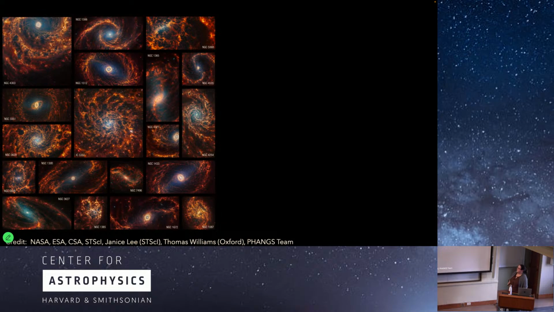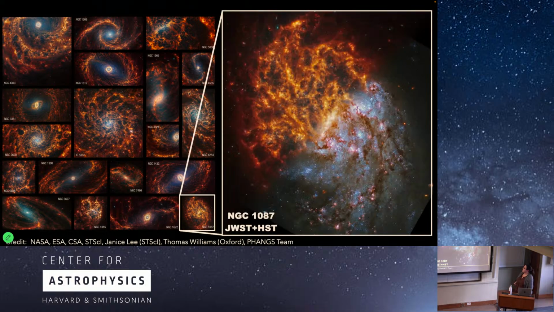So to show off a little bit, here's a beautiful press release image showing all 19 of the first cycle 1 galaxies, and a little zoom in showing half JWST, half HST. You can see the amazing resolution that we now have directly tracing dust in the ISM. Before, you could see dust in the ISM only indirectly, kind of backlit by the stars. Now you can directly see the dust emission at comparable resolution.